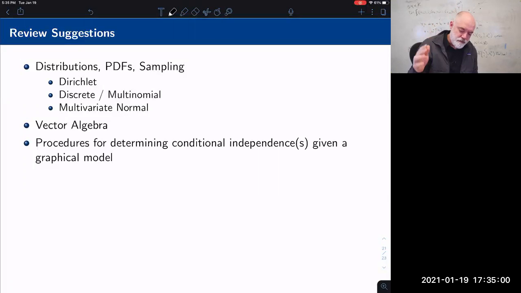You might, at some point, want to think about, and we're not going to teach it, how to determine conditional independence given a graphical model. It's the Bayes-Ball algorithm or D-separation. It's not going to be critical, but it's something that you should probably read up on your own.